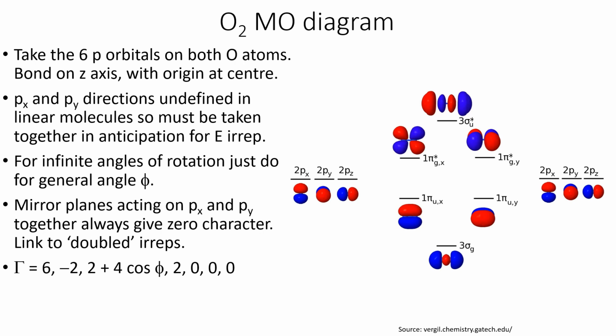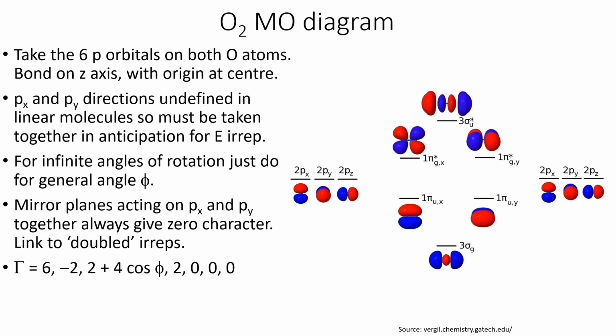Then we've got this 2 character coming up, the 2 characters from the infinite sigma v planes. As we explained before, the px and the py orbitals together will always give a character of 0 with these planes, but the pz orbitals will be returned unchanged. So those 2 there come from the 2 pz orbitals.